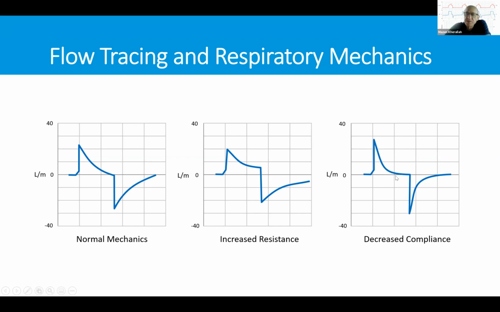we're even reaching zero level here compared to the normal mechanics. Take a look at the expiration also. The peak expiratory flow is deeper or larger, and then going up to the zero level is faster and steeper. So this indicates that the time constant is shorter. This is a long time constant indicating increased resistance. This is a short time constant indicating that it is decreased compliance or increased elastance.